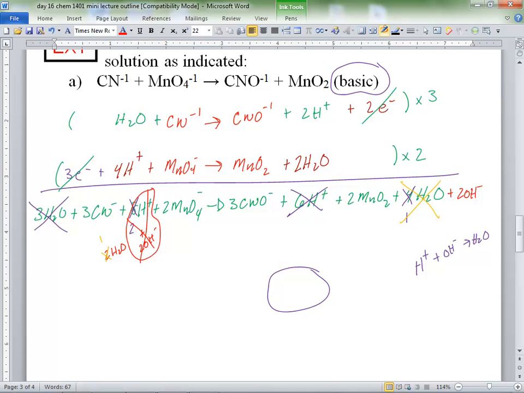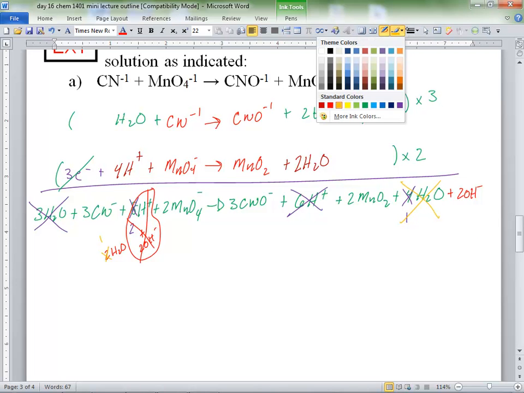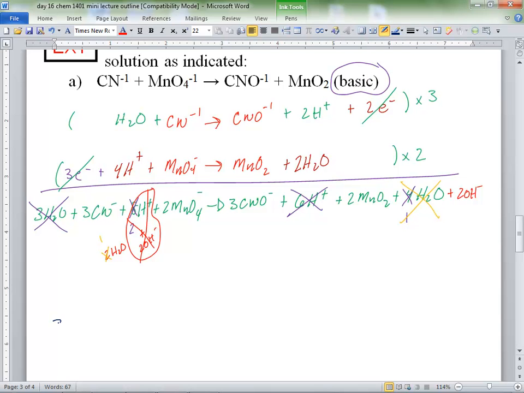All right, let's rewrite the thing, make it look a lot neater here. So my final answer would be 3 CN negatives and 1 water. Let's see, what else do I have here? 2 of those permanganates would give me 3 CNO negative, 2 MnO2s, and 2 hydroxides. Okay.